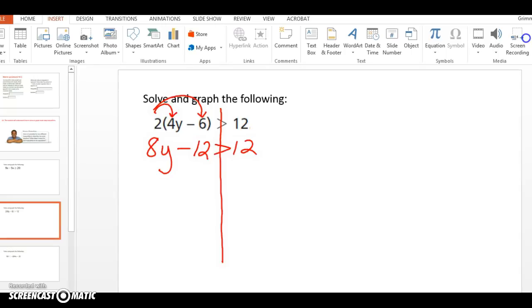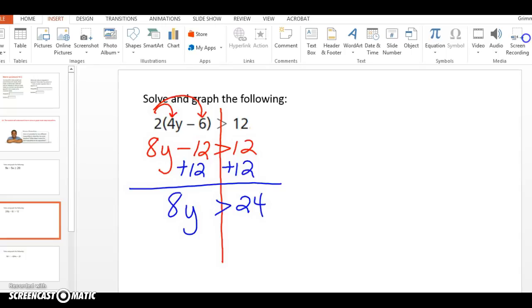Okay, so what do I do here? You add how much? 12. Yeah, you're going to add 12. This should be pretty easy parcheesi for you by now. And we do not switch the inequality sign because I'm dividing by a positive number. y is greater than 3. Okay, so here is my solution.